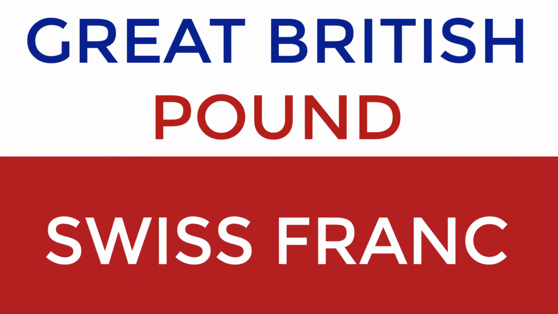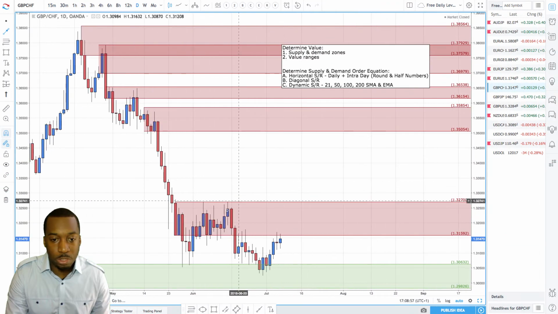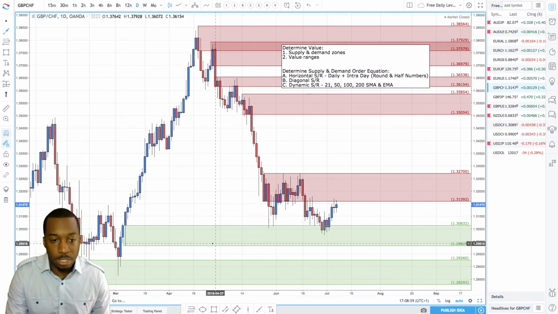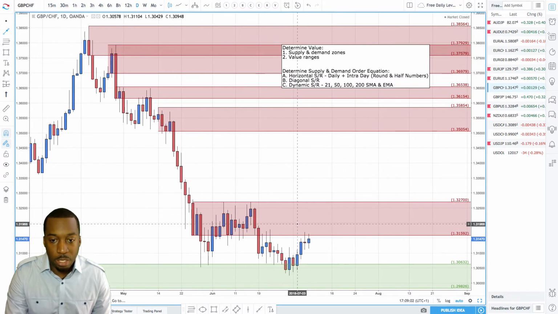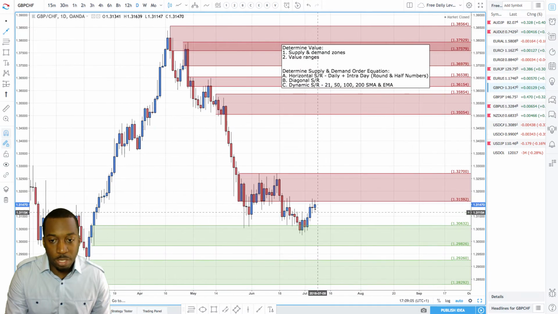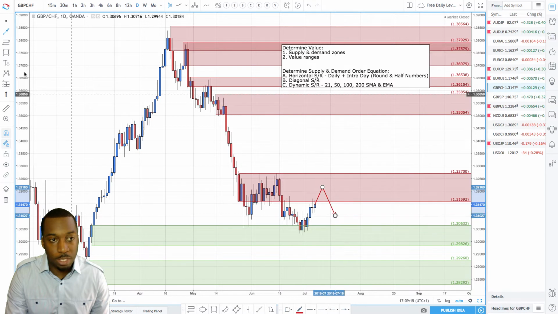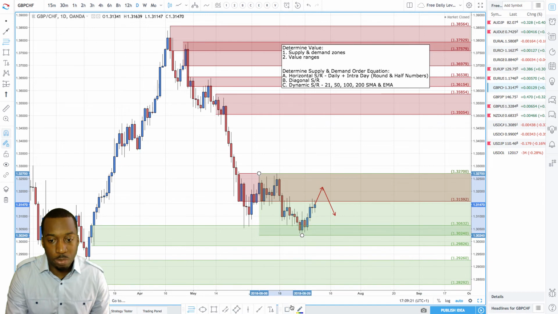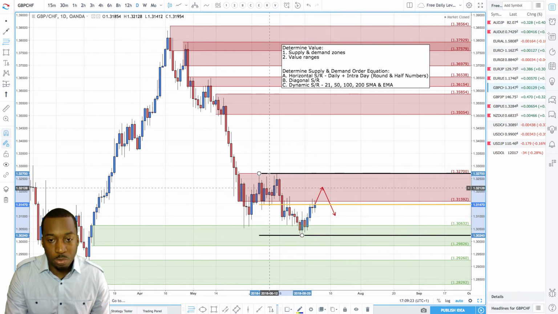Moving on to the pound Swiss. We've come down into this hidden demand zone right here, and it's been really just chopping around. I'm going to keep these levels where they are. If you do want to try and get short, anywhere around here, remember this would probably be where you're looking at the range from that high to that low, because price is contained between here and here. That's where the value range would be, and at the moment we're at fair value.